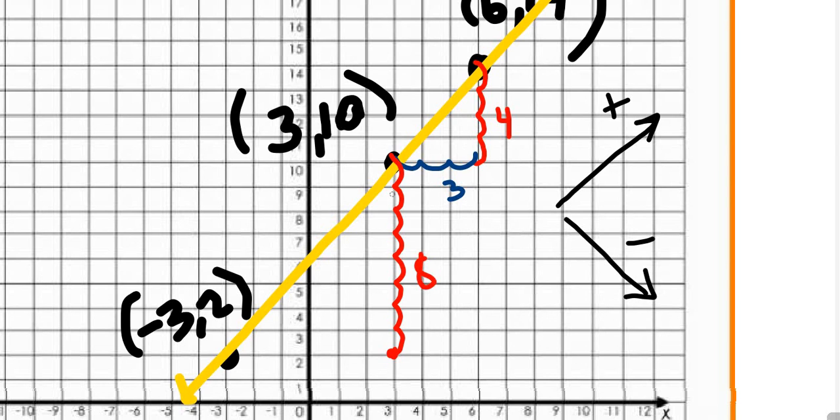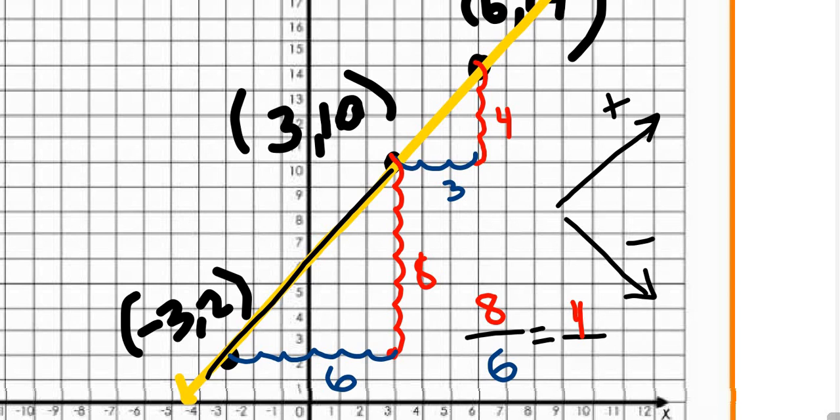If we go between these 2 points, watch carefully. We can see our rise is 8. Our run is 6. It's a positive line, but you always want to reduce, if at all possible. So that's going to be reduced, divide by 2, 4/3, which is exactly the same thing that we get up here. So it is a line, and the slope of the line is +4/3.